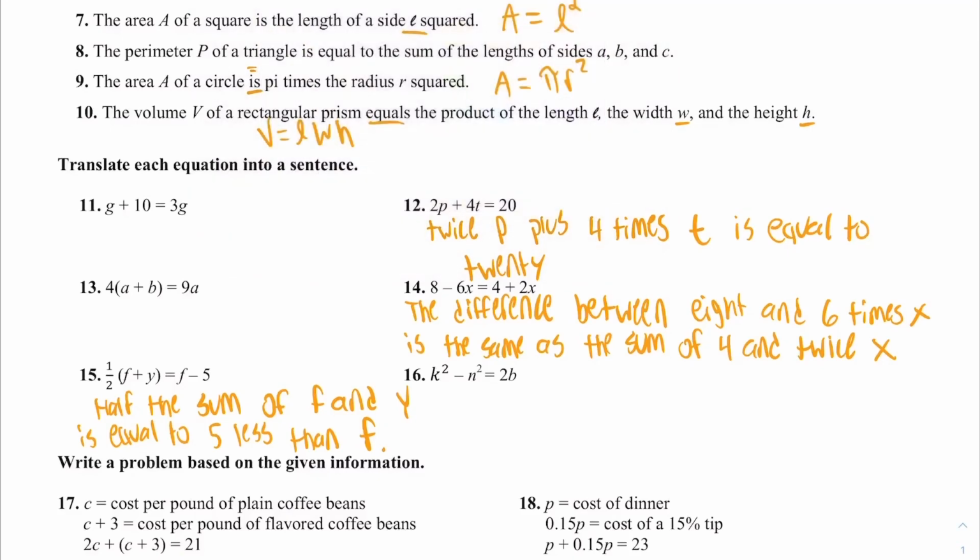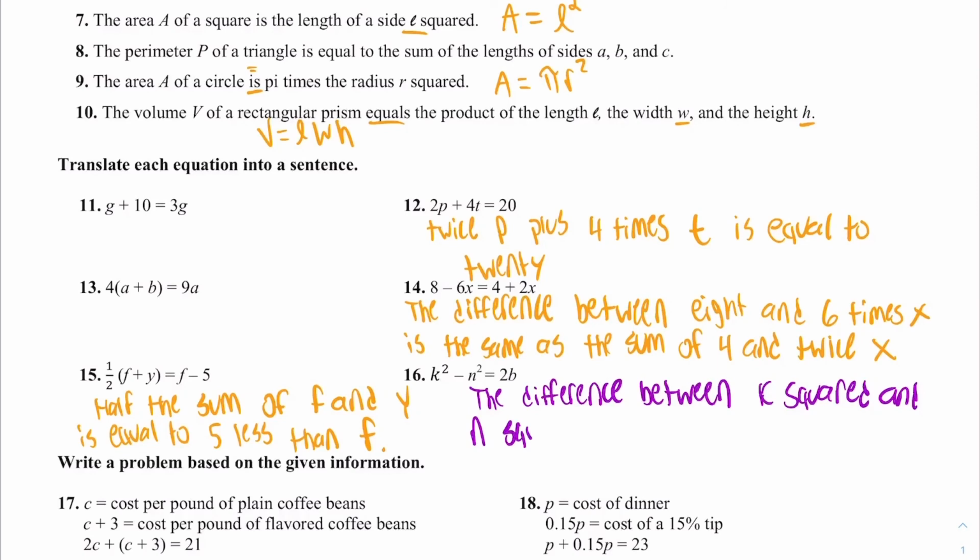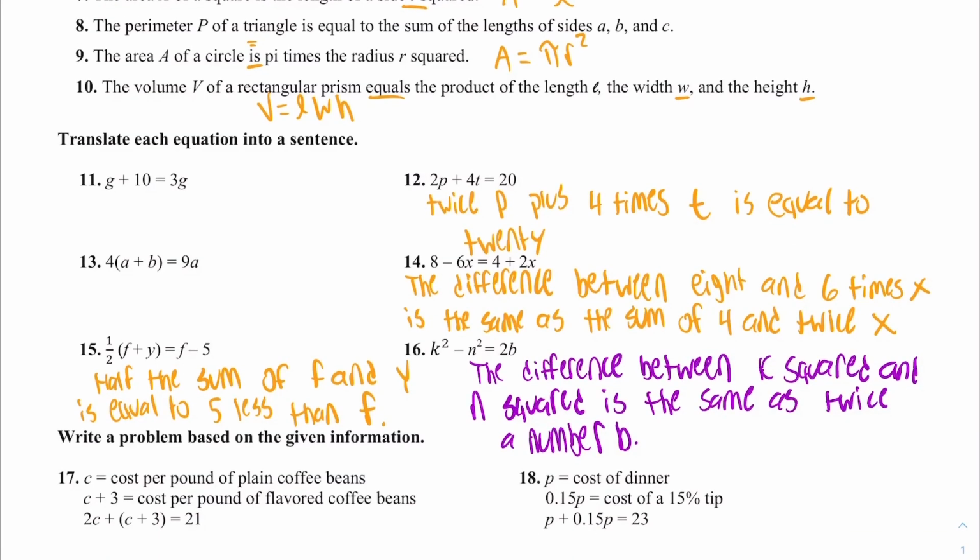Last one we'll do is 16. The difference between k squared and n squared is the same as twice a number B. The difference between, so that means we're going to subtract k squared and n squared, is the same as, that means equals, twice a number B. It means that you're going to use the variable b as a number, and you're going to multiply by 2.